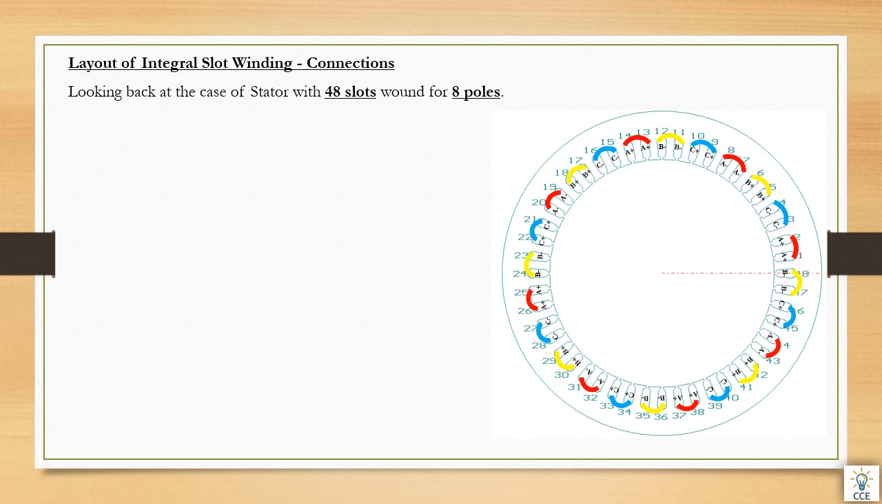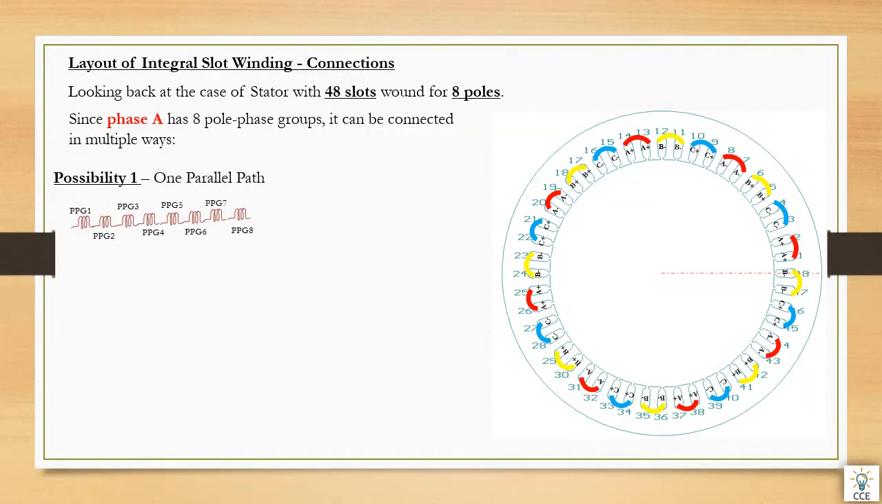Now looking at the connection of the 48 slots 8 pole machine configuration. Now here phase A had 8 pole phase groups, phase B had 8 pole phase groups, and phase C had 8 pole phase groups. Let us see how they can be connected with each other. The first possibility, that is one parallel path. So here all the pole phase groups have been connected in series with each other. All the 8 pole phase groups created by phase A have been connected in series with each other.